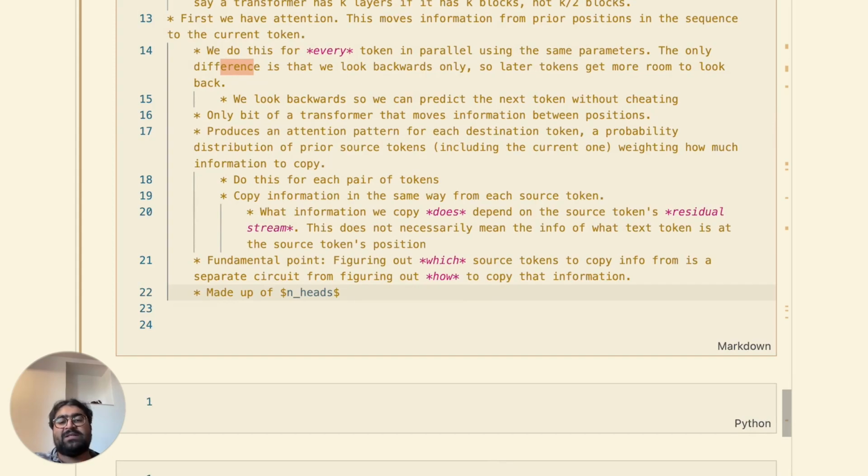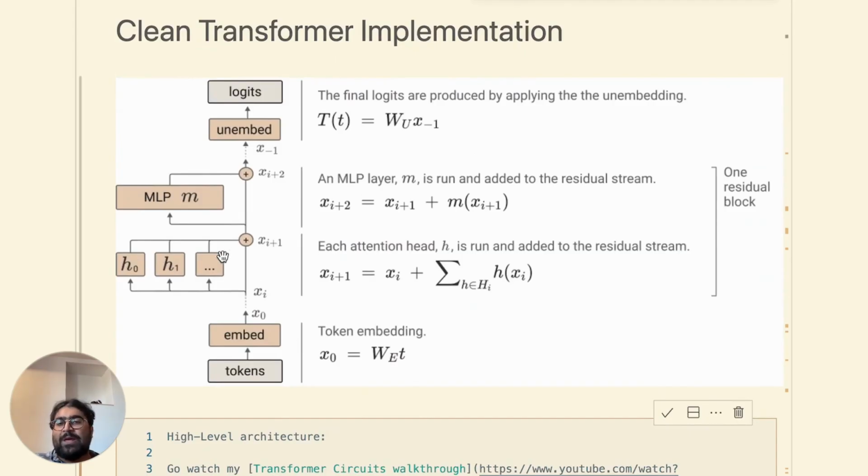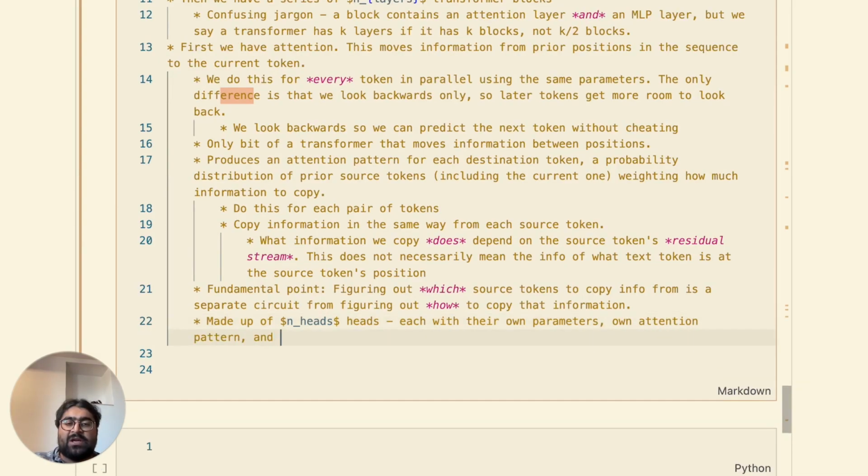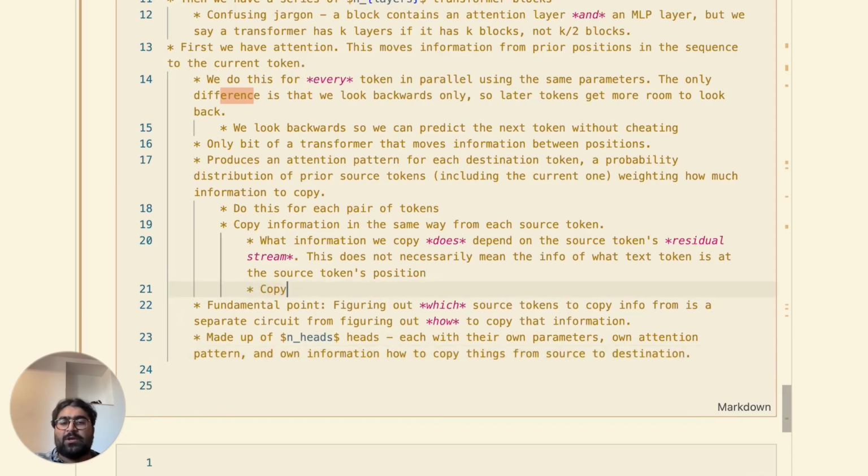The final point is that the attention layer is made up of several heads. Each head acts independently and in parallel. So what I've actually described here is each head. What a head does is it learns its own attention pattern and own information about how to copy things from source to destination. Note that when I say copy, I mean apply a linear map. So each head basically does the thing I described here.